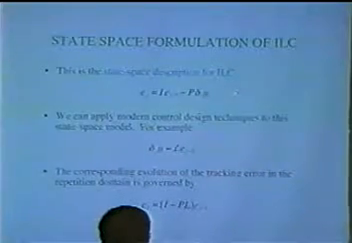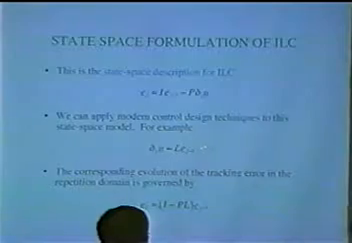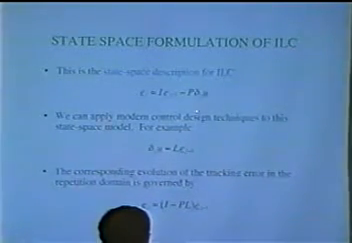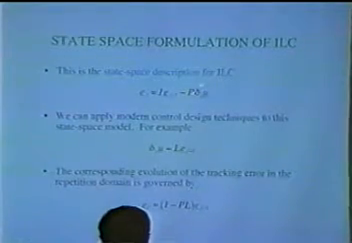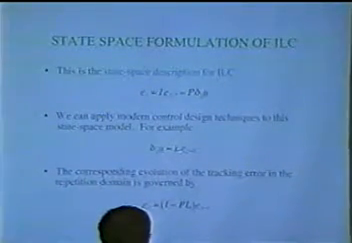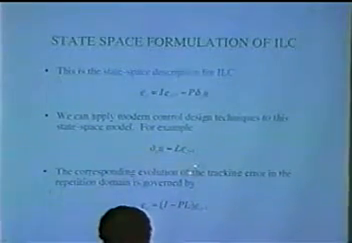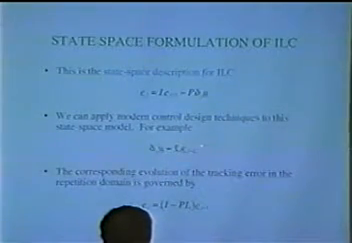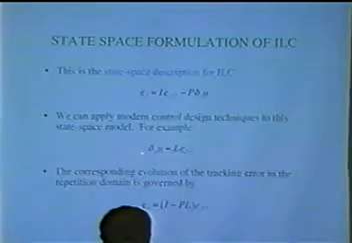Okay, now let me give an example. The simplest possible modern control is a state feedback. So the control, which is del U, is some gain times the error. Think of E as a state, and you want E to go to 0. So that's a controller written in the repetition domain.